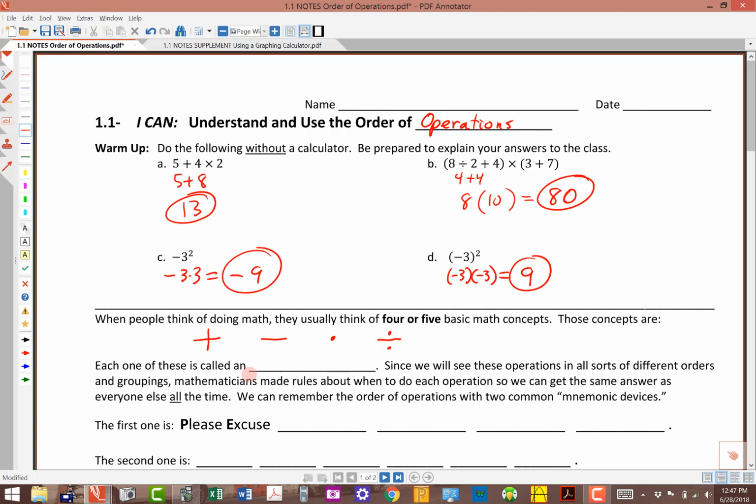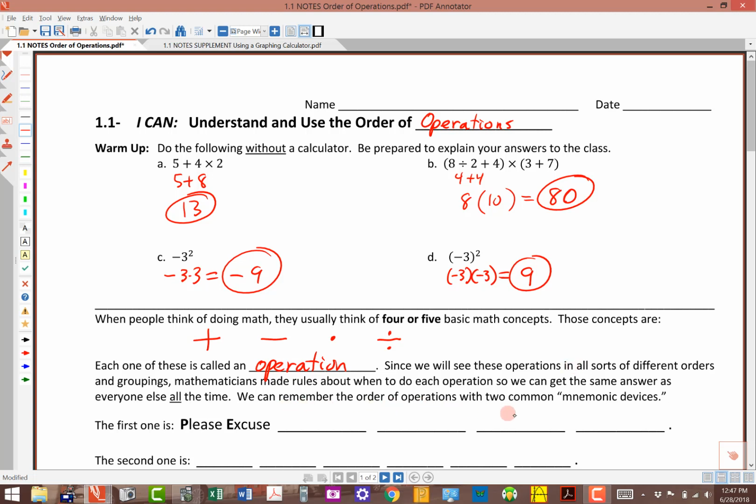So each one of these is called an operation. So write the word operation right here. Each one of those is called an operation, and since we're going to see these operations in all sorts of different orders, in groupings, mathematicians made some rules to make sure that we get the same answer every single time. We've all got to get the same answer all the time.